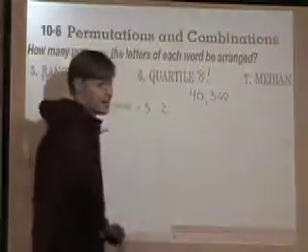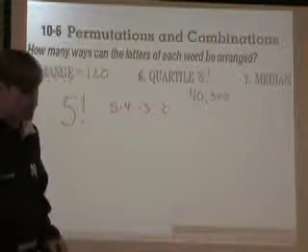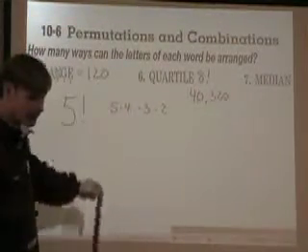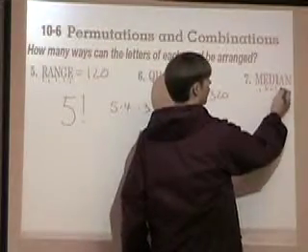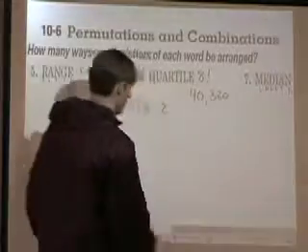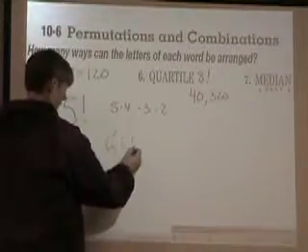40,320. So you can see that's a bunch of ways to arrange that. I can't imagine having to list them all. Okay, what about median? There's 1, 2, 3, 4, 5, 6 letters, which is 6. 6 factorial, which is what?